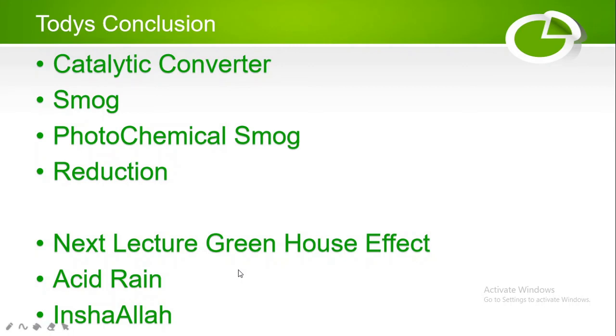Today's conclusion is that you learned about the catalytic converters and the mechanism behind the catalytic converter, how you can reduce the pollution from engines, then smog, what is smog and what is photochemical smog, and how you can reduce the effects of photochemical smog. In the next lecture you are going to learn about the greenhouse effect and acid rain, inshallah. So be prepared for that.